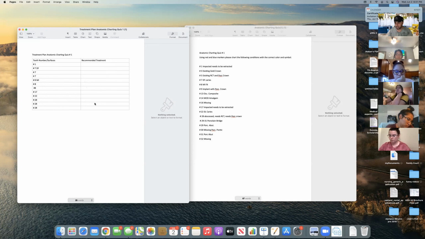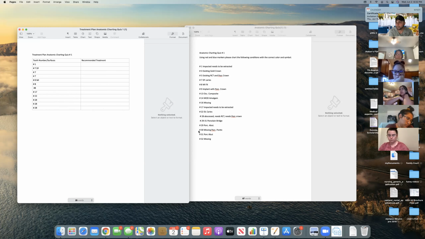Because it's infected, we have to get rid of it if they don't want to do that. Or we can do an extraction and an implant. So if it has an implant, that's going to be the third option. Number 28 needs to be extracted. We need to place an implant and a crown on top of the implant. Okay. Any questions with that assignment? Kind of a curveball, I know, but this is how we basically treat implant teeth.